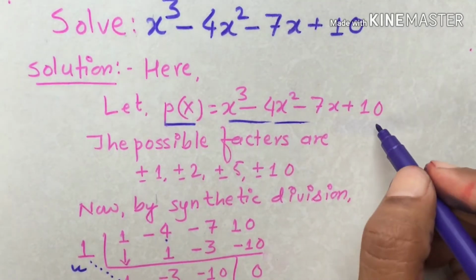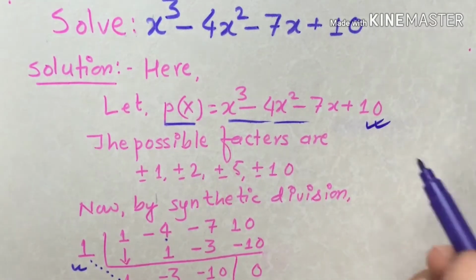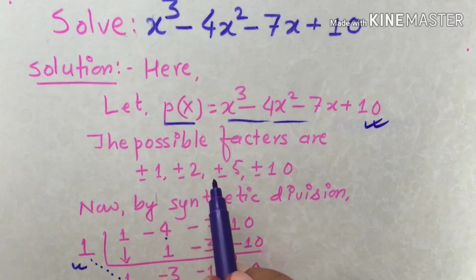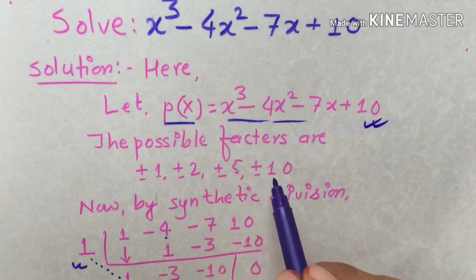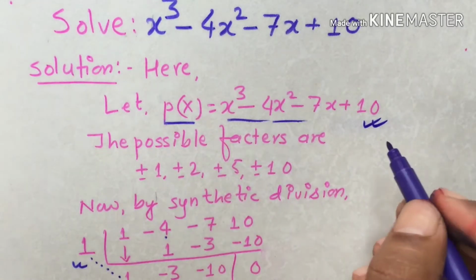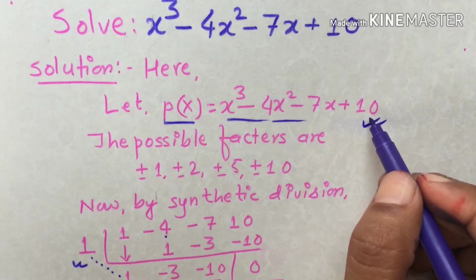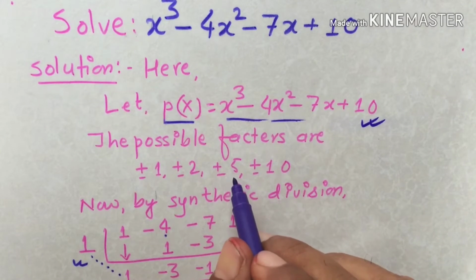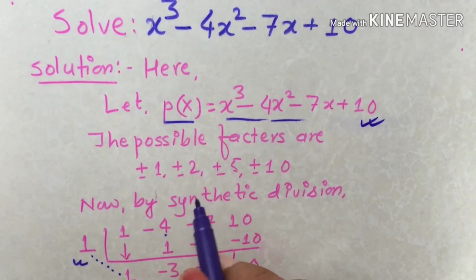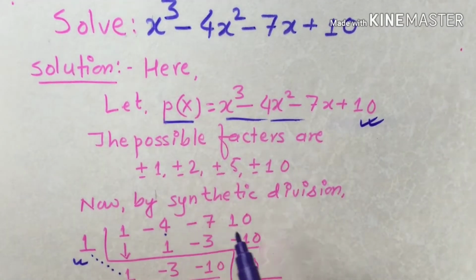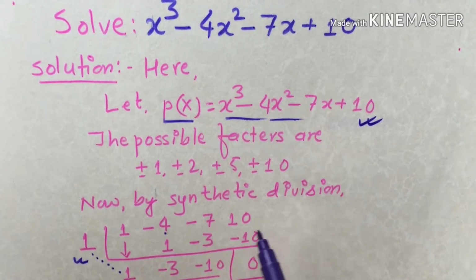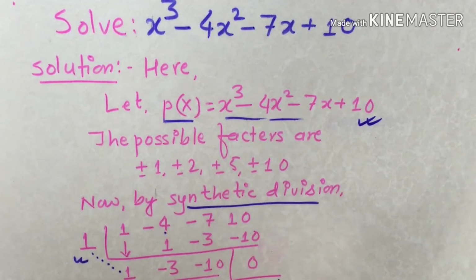Here, firstly we should take the factors of 10. The factors of 10 are plus minus 1, plus minus 2, plus minus 5, plus minus 10. It's because 10 can be divided by 10 itself, and by 5 and also by 2. So these are the factors. Now, in order to solve this question, we should use the synthetic division method.